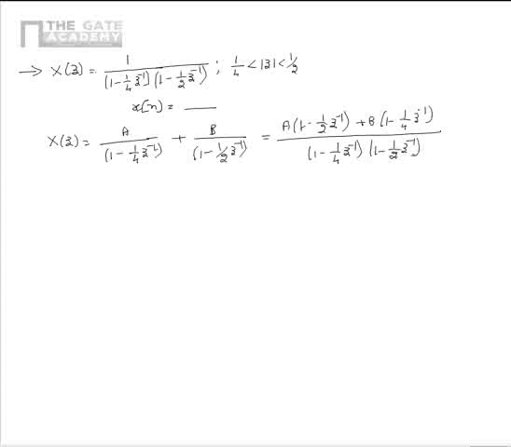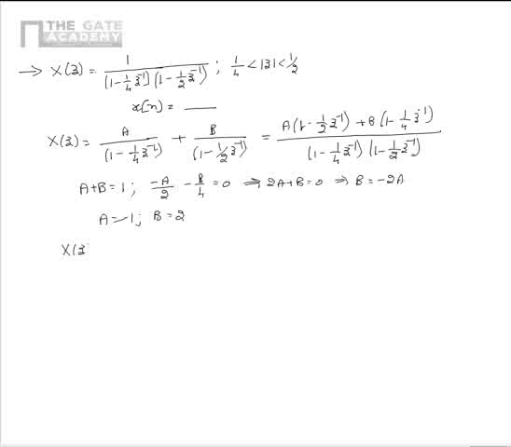Upon equating the corresponding terms in the numerator, we see that a plus b should be equal to 1, which corresponds to the constant term. The other term is minus a by 2 minus b by 4 is equal to 0. That implies 2a plus b is equal to 0. So from this we see that b is equal to minus 2a. So a is equal to minus 1 and b is equal to 2.